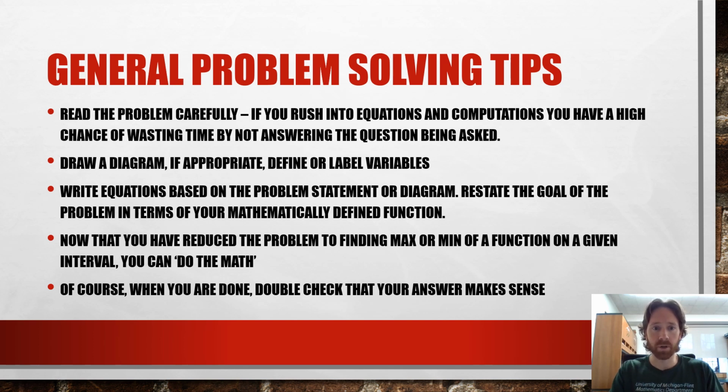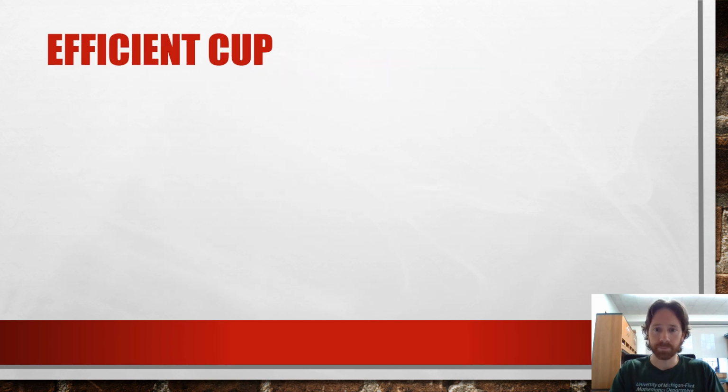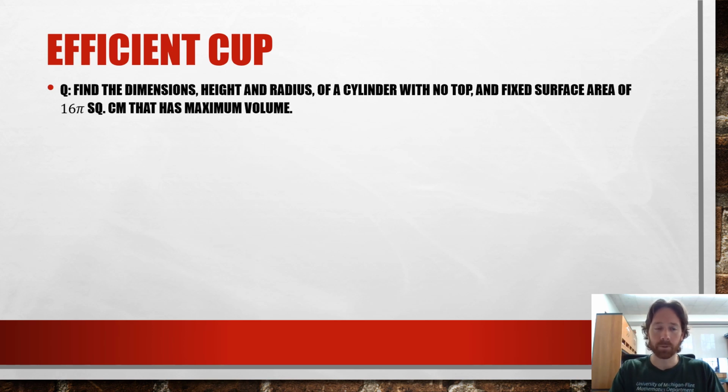And of course, when you are done, we can double check that the answer makes sense in the context of the question. So here's one example problem. We'll call this the efficient cup problem. The question is, find the dimension, height, and radius of a cylinder with no top, we'll call it a cup, and it has a fixed surface area of 16 pi square centimeters, and we want it to have the maximum possible volume.